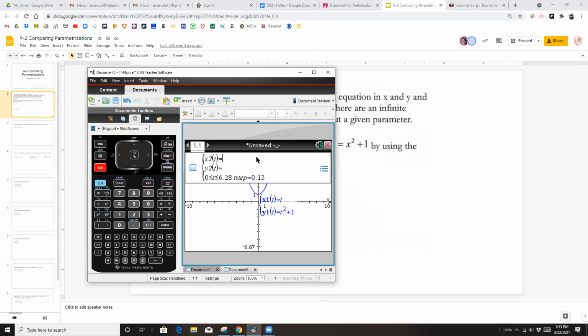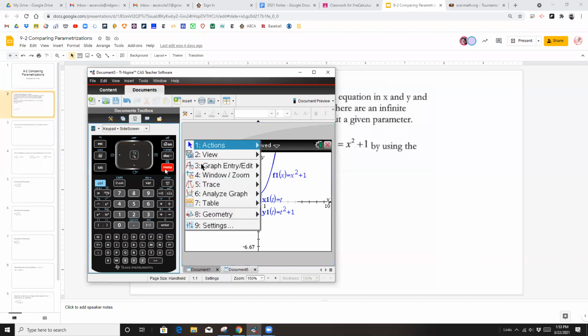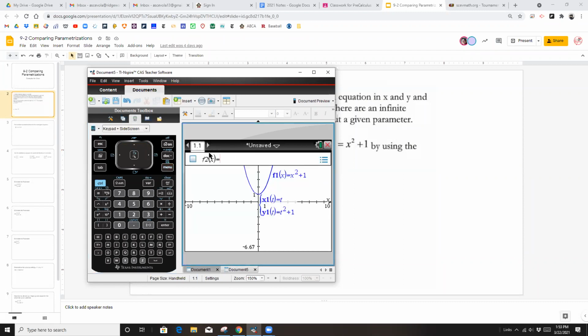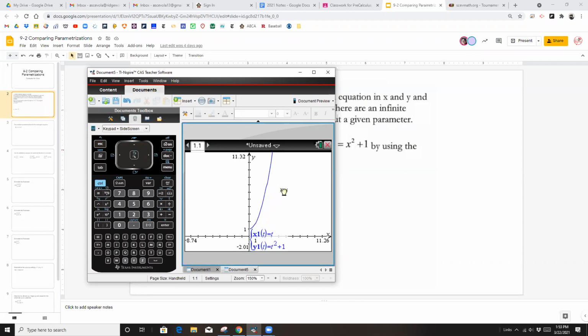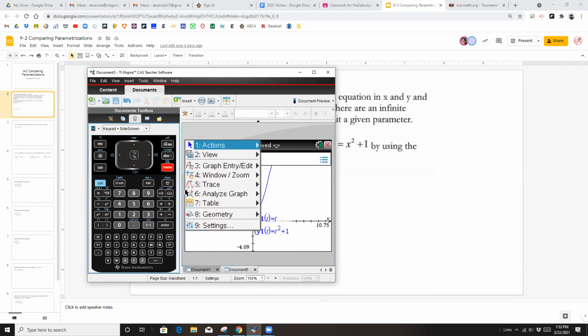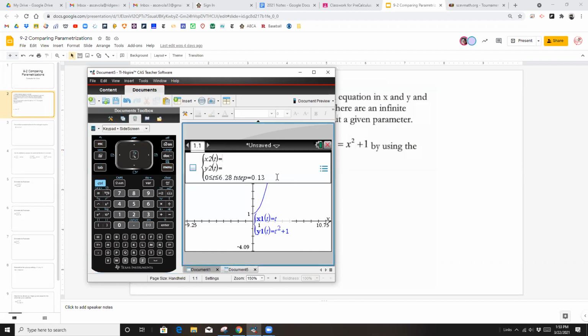Now both these graphs are in blue. If I uncheck this one, oops, actually I have to go back to function. If I uncheck this, you'll see that the other equation, the parametrics, is the same graph. It's only between where t is equal to 0 and 6.28, because that's how I had it set. If I change it back to parametrics, I could change t to be between 2 and negative 2.